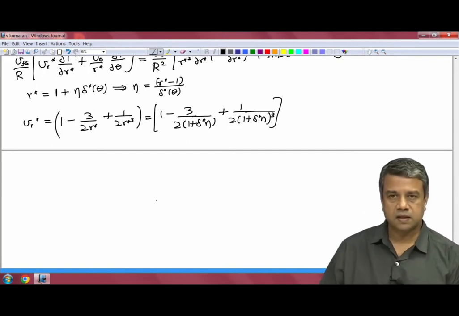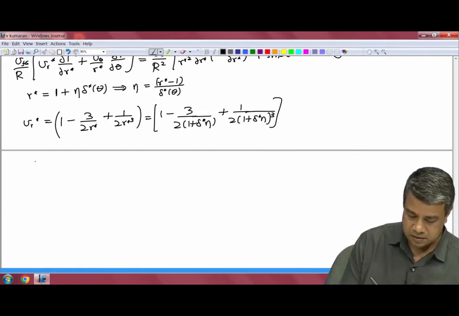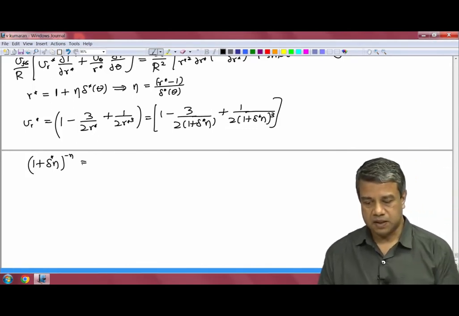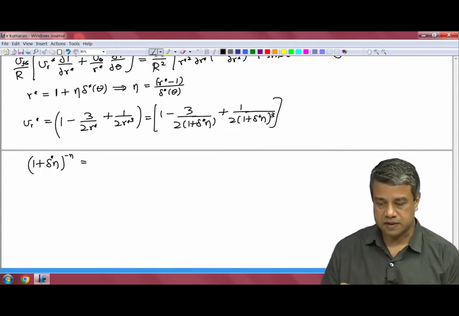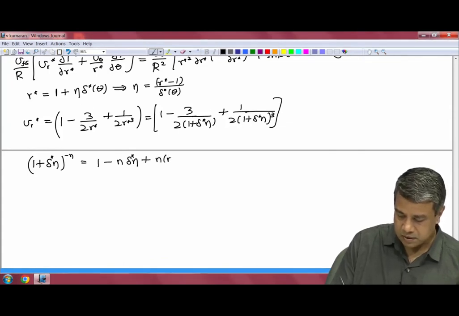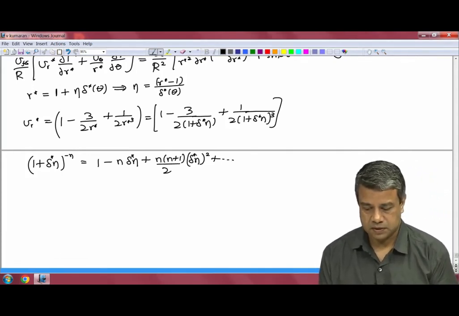And since we are interested in only the leading order solution in an expansion in delta, I can use the expansion 1 plus delta star eta whole power minus n. Minus n is 1 for the second term, and n is equal to 3 for the third term. This is equal to 1 minus n delta eta plus n into n plus 1 by 2 delta eta the whole square plus etc. That is the expansion.